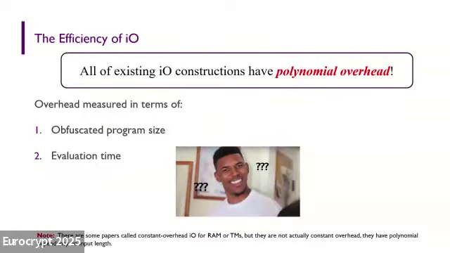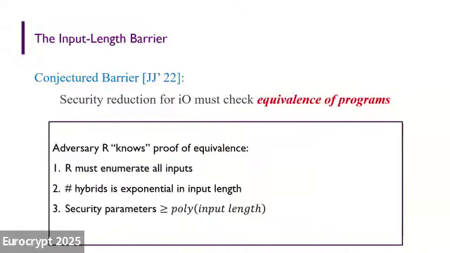By contrast, relatively few efforts have been made to improve the concrete efficiency of I/O. Indeed, known I/O constructions suffer from some polynomial overhead, which makes the theoretical results far away from practice. We may wonder, why can't we have an efficient I/O construction? Zhang and Jun's paper partially responds to this question.